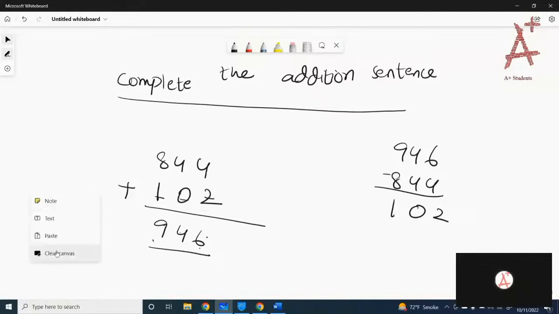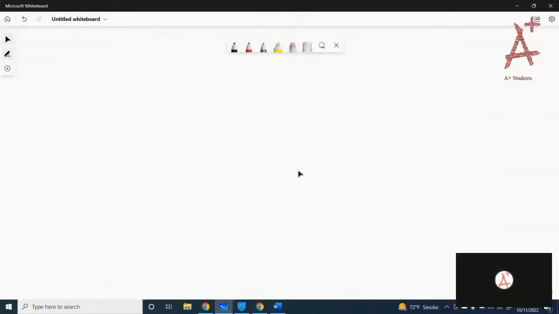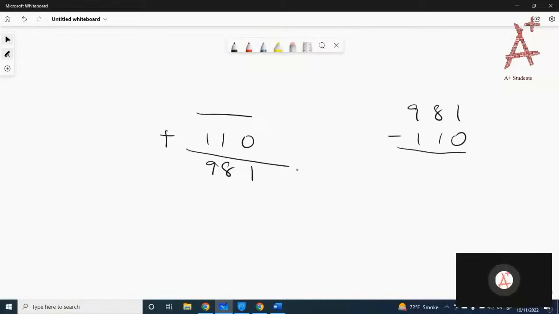Okay, let's do another example. The next one is you have a missing number plus 110, and the sum of both the numbers is 981. So you are given the sum and one of the numbers. So subtract the given number out of the sum. Got it? That's how you find the missing number. Okay, 1 subtract 0 is 1, 8 subtract 1 is 7, and 9 subtract 1 is 8. It would be 871. Got it?